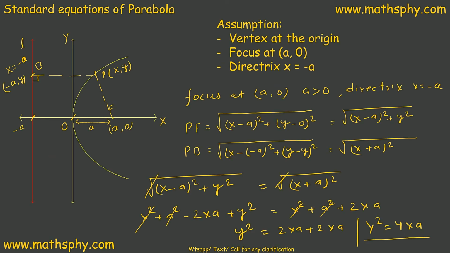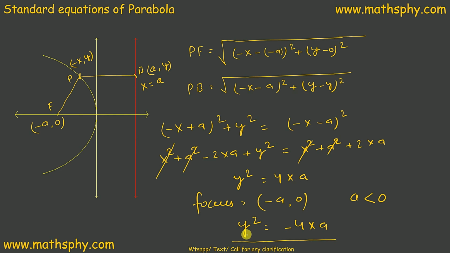Just a quick recap. Now you see, when we have y squared equals 4xa, it means the symmetry of this parabola is on the x-axis and the focus is positive. When we have y squared equals negative 4xa, we have a parabola again with symmetry on the x-axis, but the focus is negative.